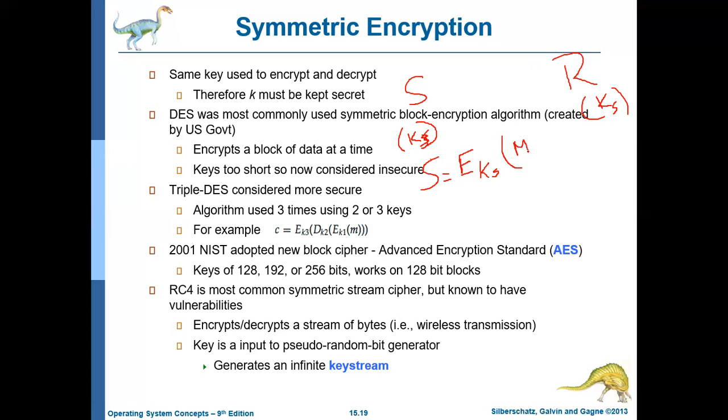The message is M. As a result, what the sender will get is the ciphertext. Now the sender will send the ciphertext to the receiver. The receiver will decrypt the ciphertext using the same key KS because both the sender and the receiver use the same key. That is called symmetric key cryptography. After decrypting, the receiver will get the original message, which is M.